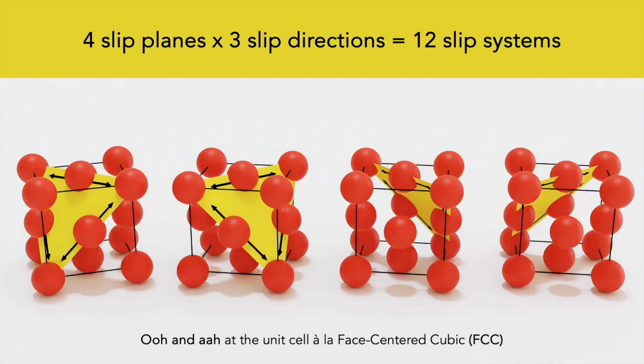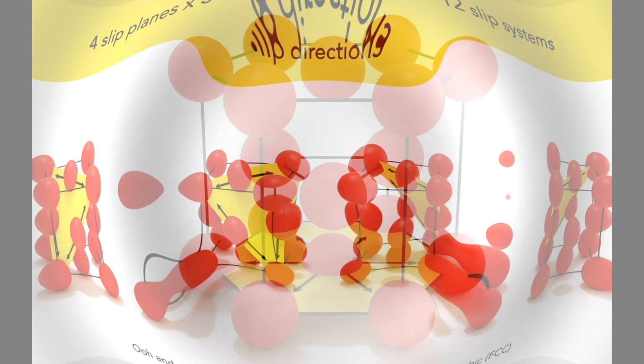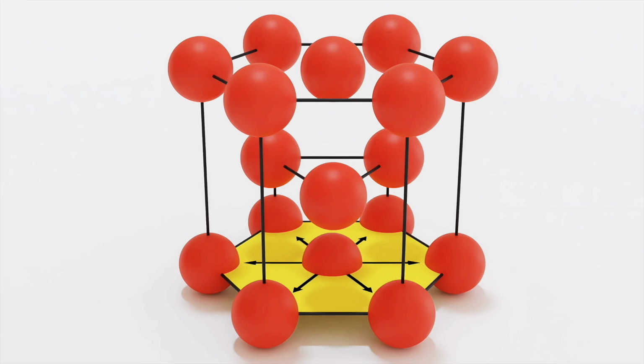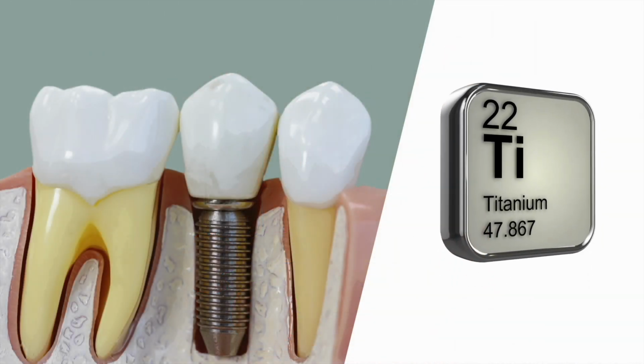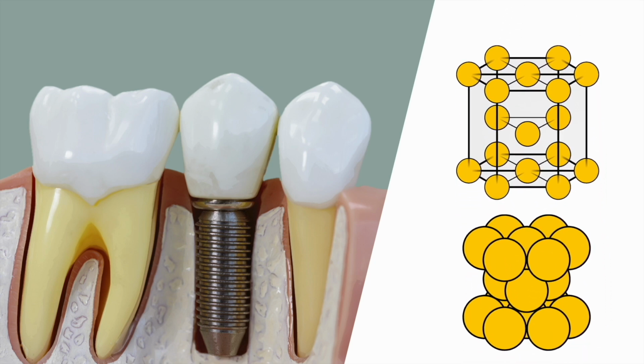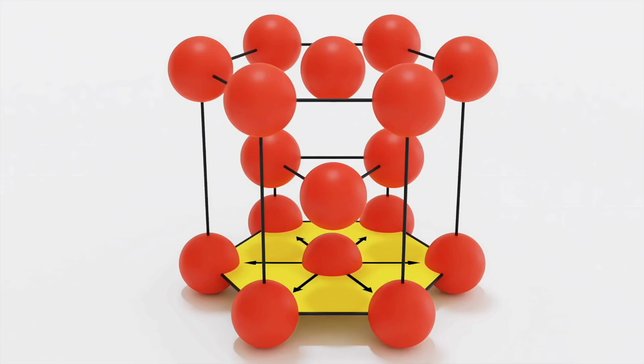12 slip systems is a lot relative to other types of unit cells. Just take a look at this bad boy, the hexagonal close-packed HCP unit cell, which is found in metals like titanium. An HCP unit cell has a far more complicated atomic arrangement due to its hexagonal geometry and specific stacking sequence compared to FCC. A unit cell of titanium, which is HCP, has 3 basal slip systems.